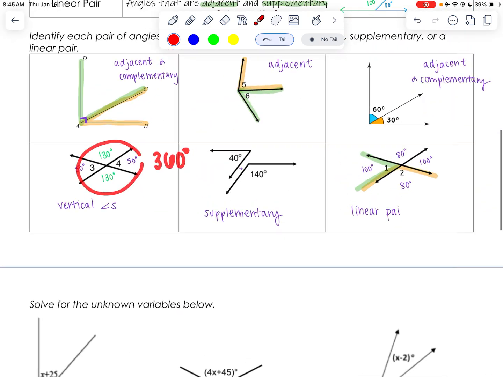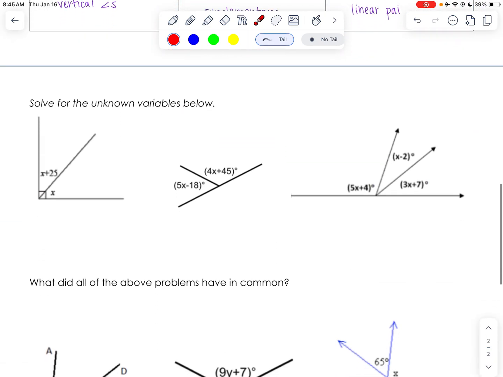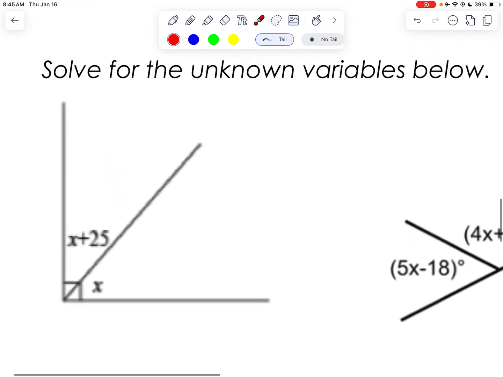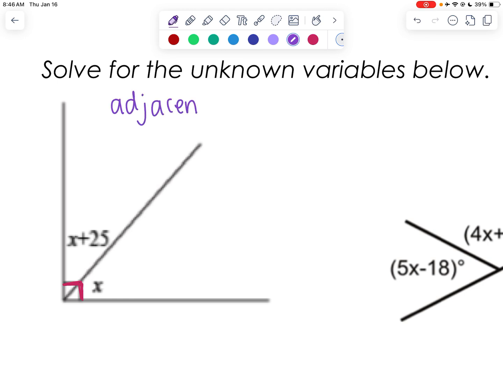So let's take a look at solving some of these problems and going through and looking at our vocab. Now, we saw a picture just like this earlier, and we saw this box, meaning that anytime you see this box in here, that's 90 degrees. These are going to add up to 90, so these angles are adjacent, they're touching, and complementary.